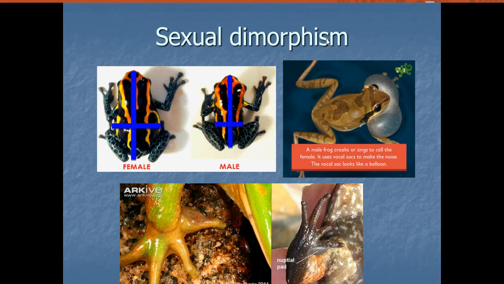You must have heard this croaking sound during the rainy season. That is to attract the females. Then the third sexual dimorphic feature is the presence of the nuptial pad. This is the nuptial pad. This appears during the breeding time on the first forefinger of the frog. So these are the three sexual dimorphic features.